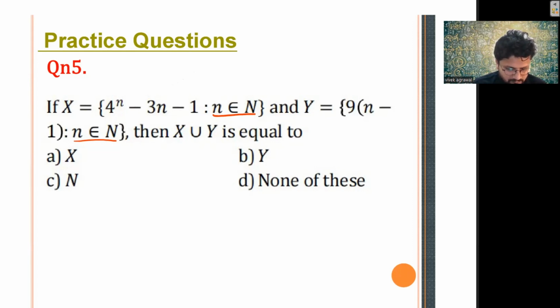X union Y is Y. Yeah, X union Y is Y. Okay. What about others? What approach did you follow here?